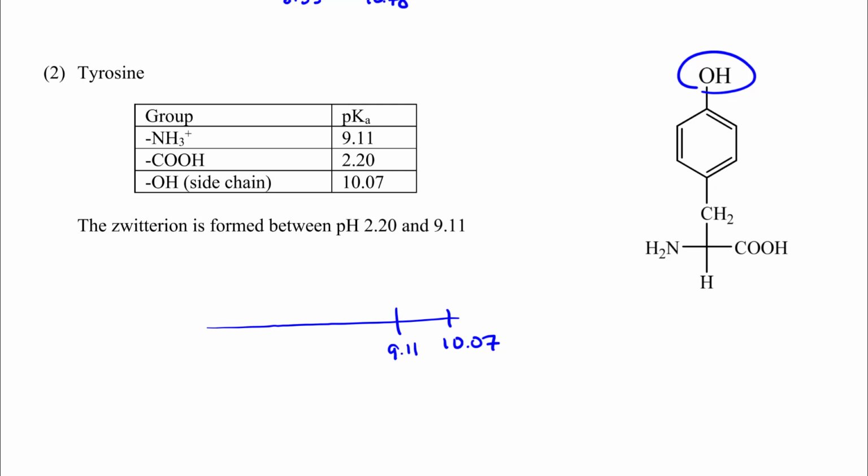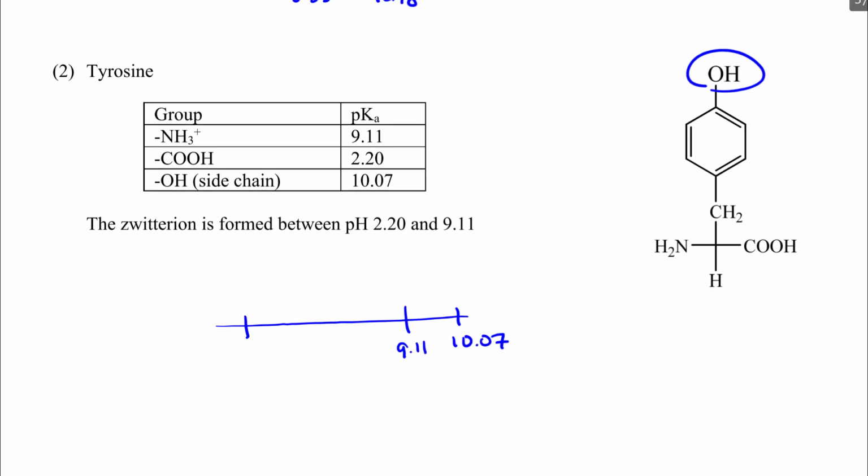And then I have, let's see, sorry, I'm thinking about other things. 2.02 like this, 2.20 like that.